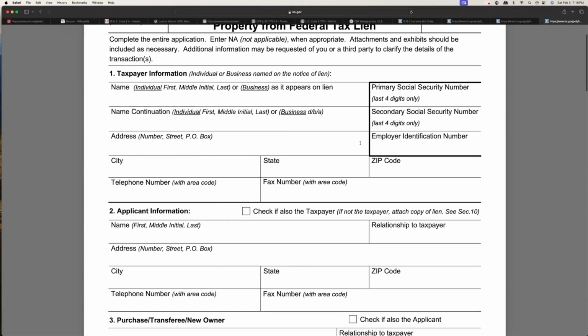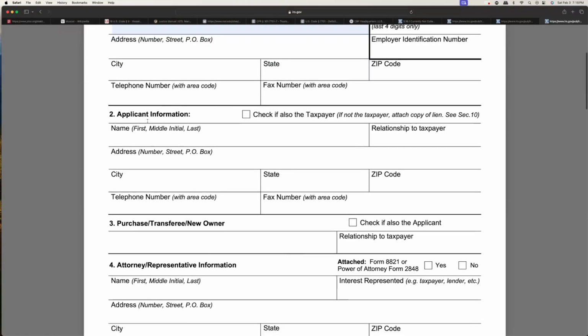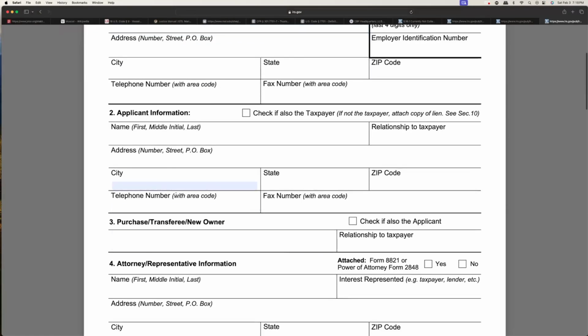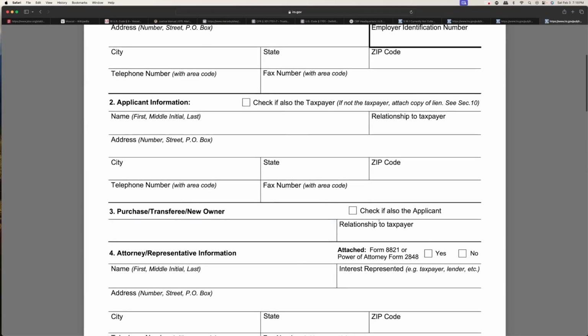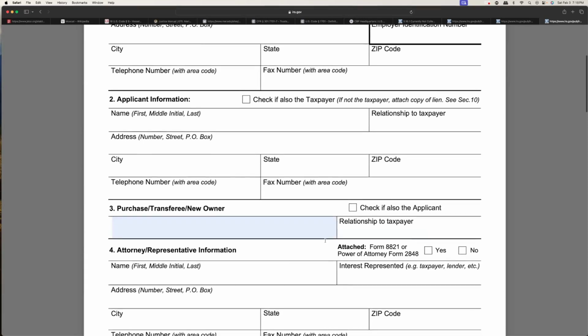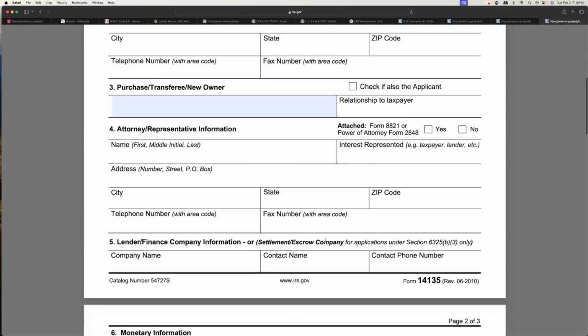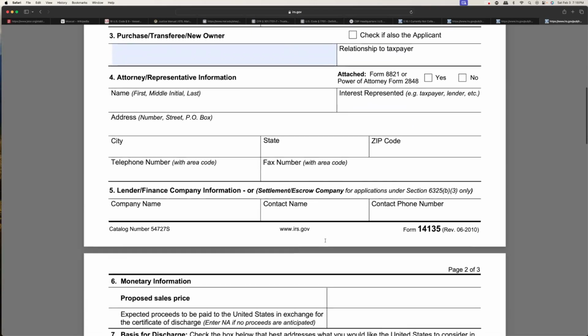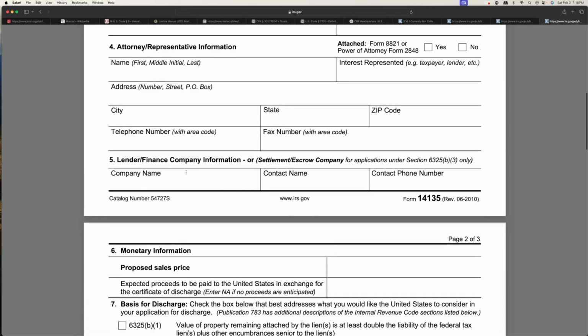So again, we list the taxpayer information. Now the purchaser, that's the trust. We put the trustee in number 2 as the applicant, relationship to the taxpayer, right? Relationship is a buyer. The purchaser, that's the name of the trust. That's the new owner. Relationship to the taxpayer, beneficial owner. There is no attorney. Okay. There is no lender or finance company here.